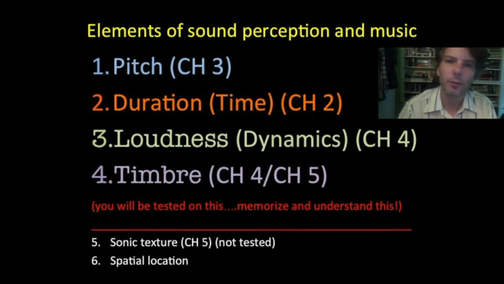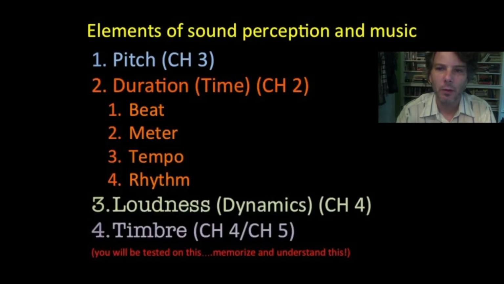Let's go over duration. Duration can be thought of as consisting of 4 elements in music: beat, meter, tempo, and rhythm. To help keep all these terms organized in my brain, I imagine music being a folder on my desktop. When I double-click on that folder of music, I have 4 folders open up: pitch, duration, loudness, and timbre. Now, we've just clicked on duration, and within duration we find beat, meter, tempo, and rhythm.